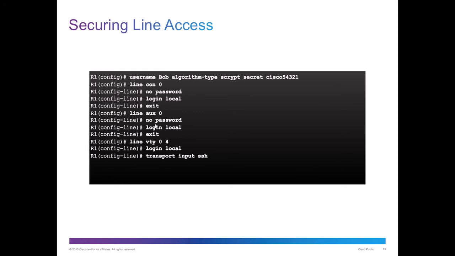By the way, if you just type in no password and you do not write login local, and you just write login without the word local, what you did is you really closed the line, and therefore no one will be able to have access because there's no password set up and there's no authentication set up. The words transport input SSH mean you can only SSH to this router. You can't use telnet.